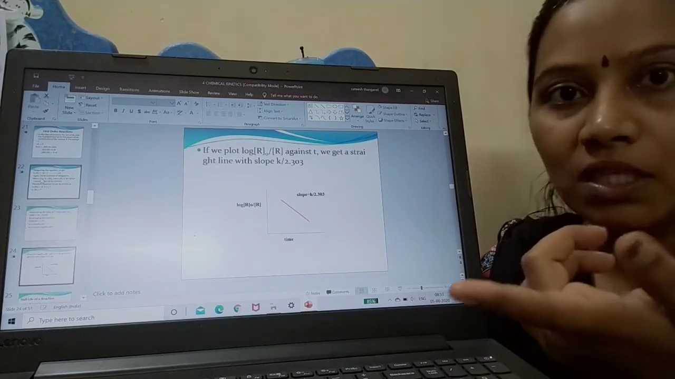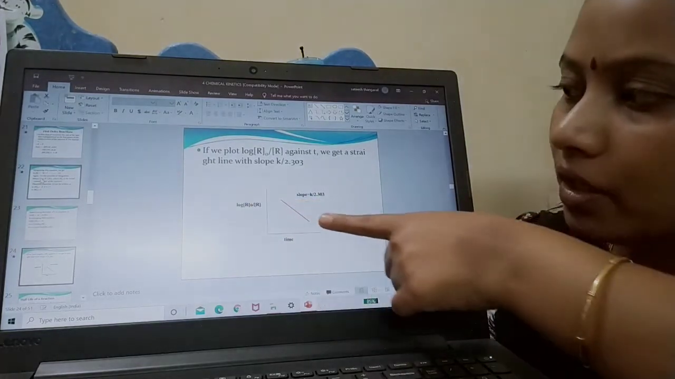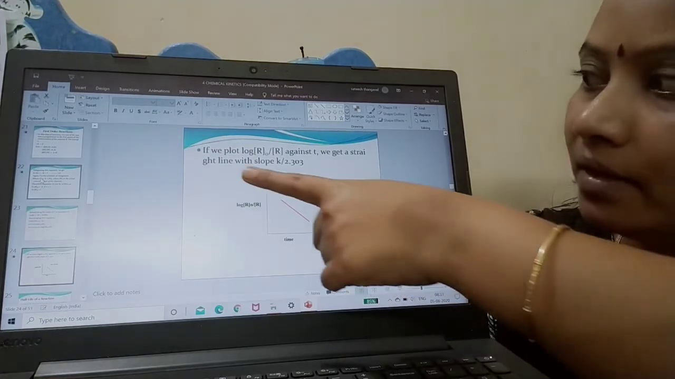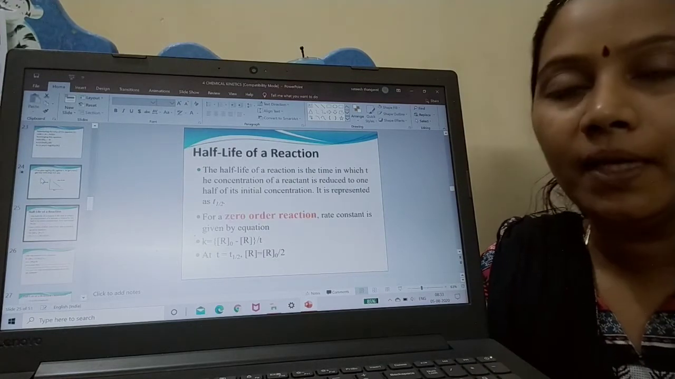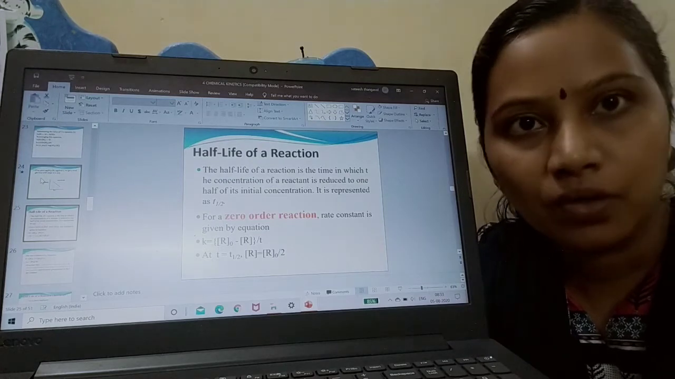As I discussed with the zero order reaction, we need to draw a graph of time against the reactant. I got a slope of K by 2.303, and this is nothing but your slope. Okay, so we have seen the integration of zero order reaction and first order reaction.